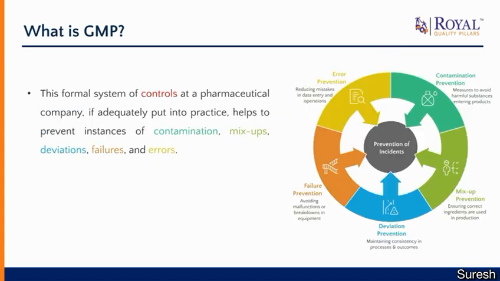CGMP is a formal system of controls at a pharmaceutical company, if adequately put into practice, helps to prevent instances of contamination, mix-ups, deviations, failures, and errors. This assures that drug products meet their quality standards.